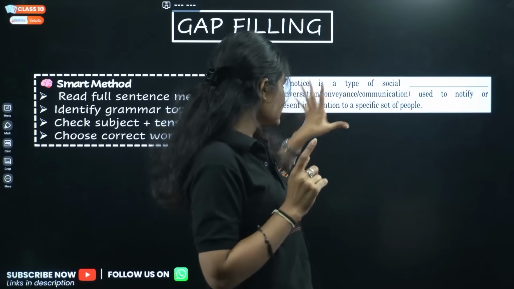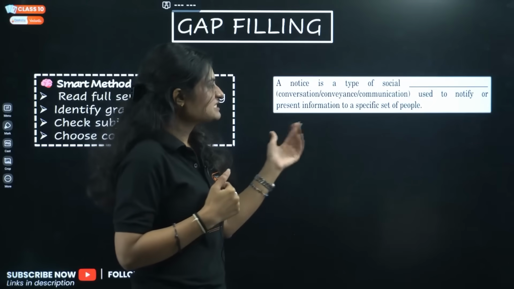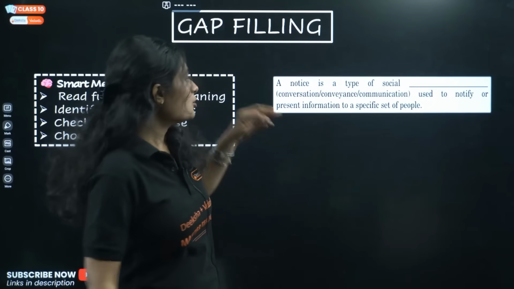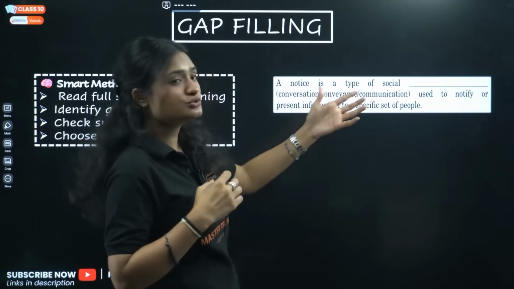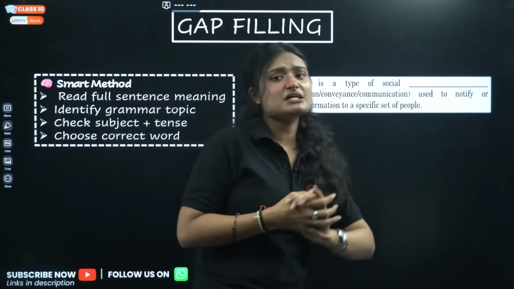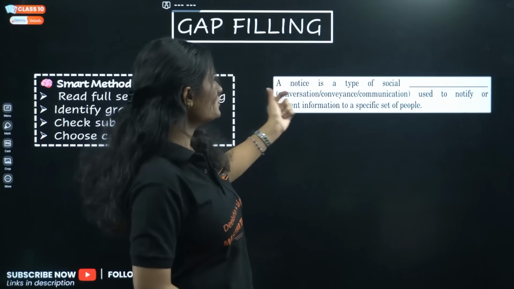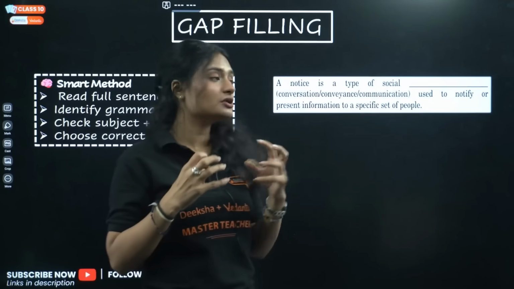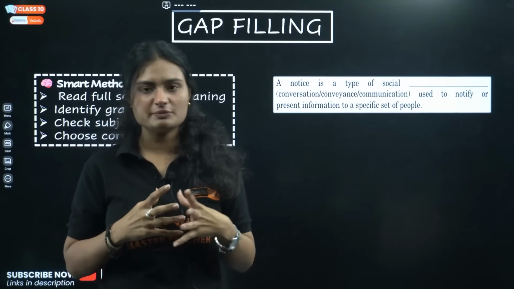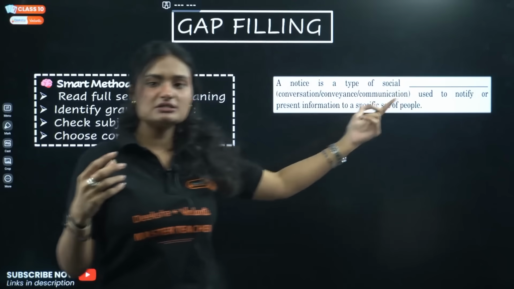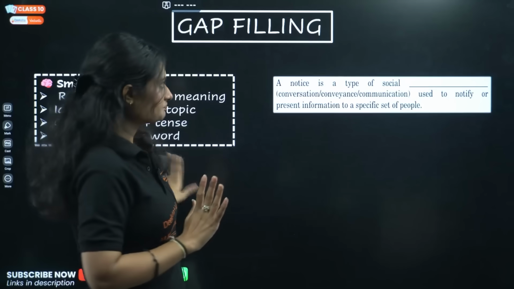Okay, for example: a notice is the type of social dash used to notify or present information to a specific set of people. So we know conversation happens between two people. Convenience is used for transport. Communication is something that is dealt with multiple people, like we are talking about a lot of people. So that's why the word is social communication, used to notify or present information to a specific set of people. You should understand the meaning, read the whole sentence, understand the meaning, right? And then you do the gap filling.